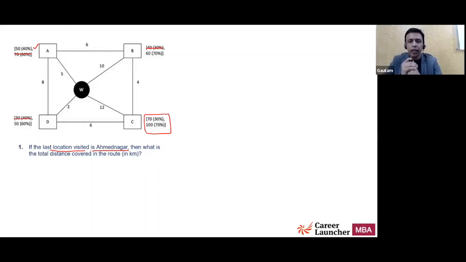So if I try to chalk out the route plan, that means the supplier will go to C first because that would have the highest demand, either 70 or 100, would not make much difference. Then would go to B, which had a demand of 60. Then will come to D with a demand of 50, and then would go to A with a demand of 50. That is the only possible way the supplier could visit Ahmednagar A as the last destination. Now, because we need to calculate the total distance traveled, starting from the warehouse, going to C is going to take 12 kilometers.